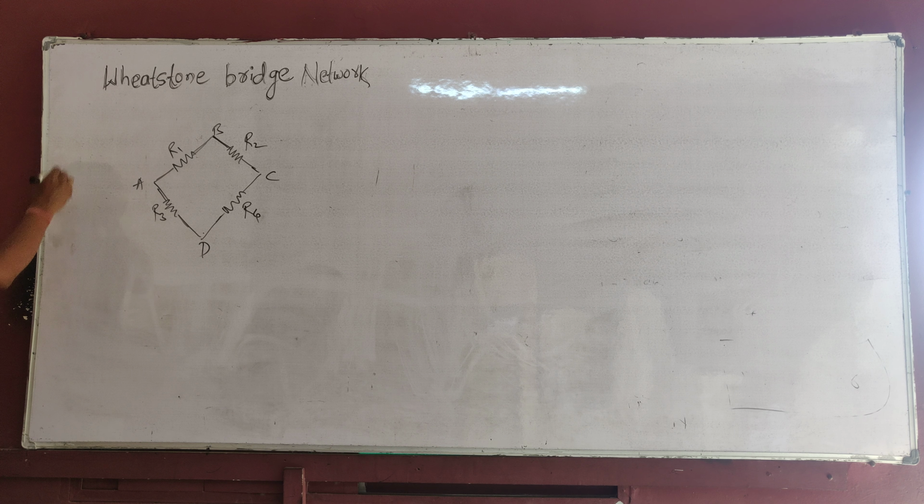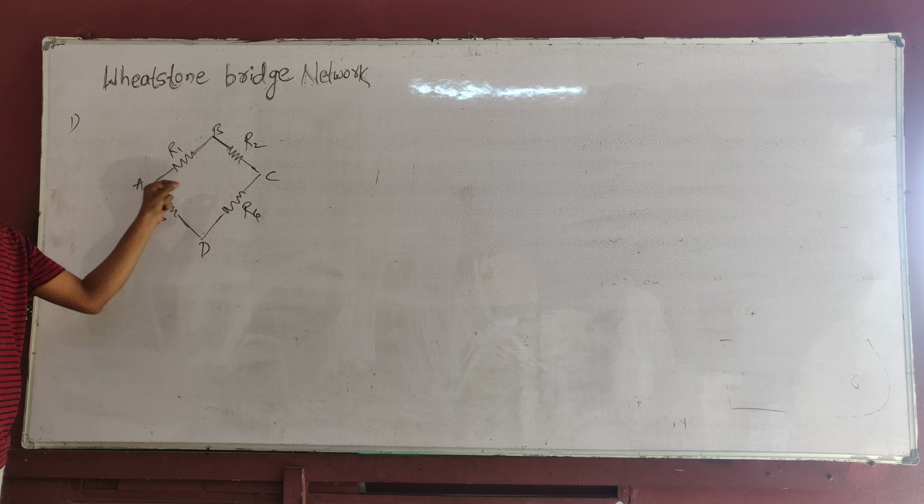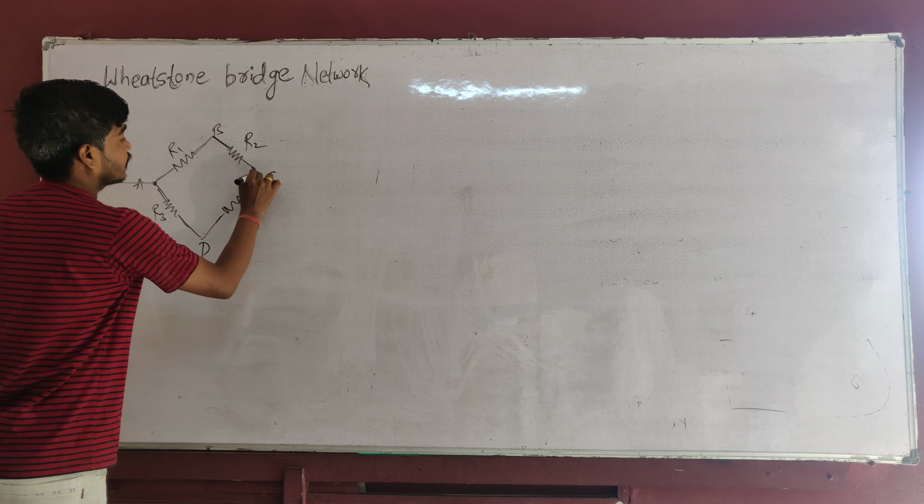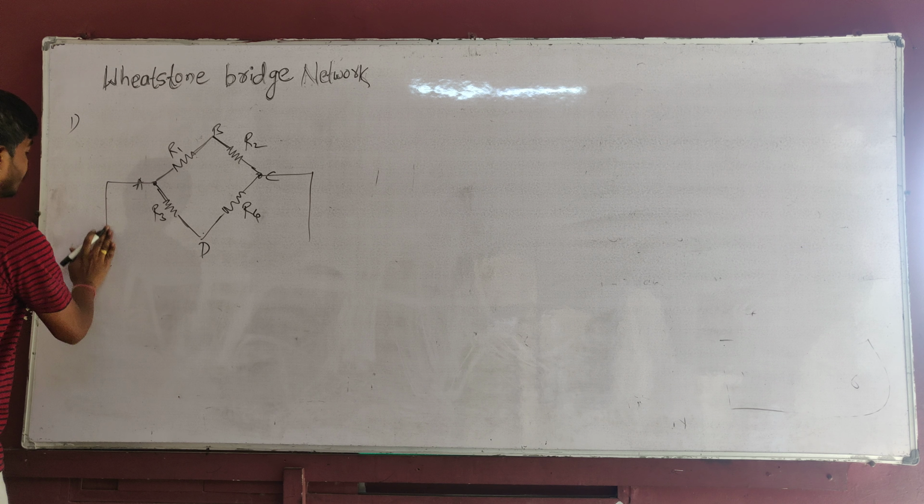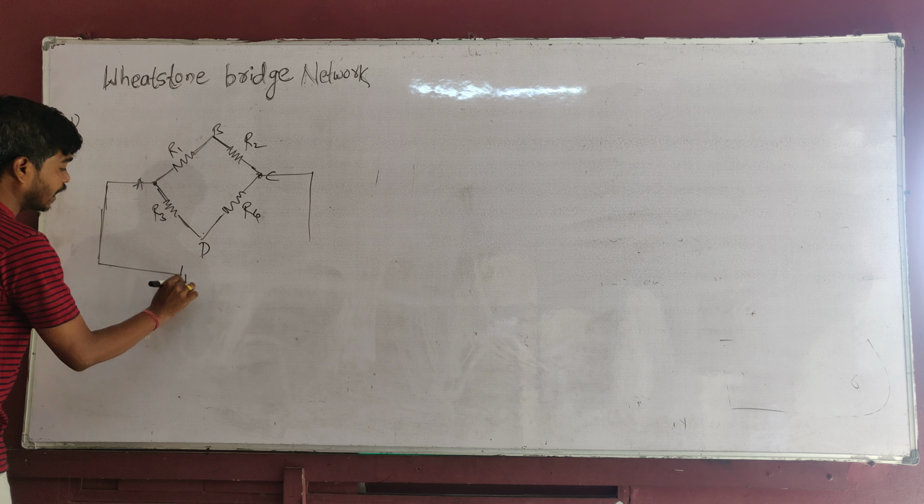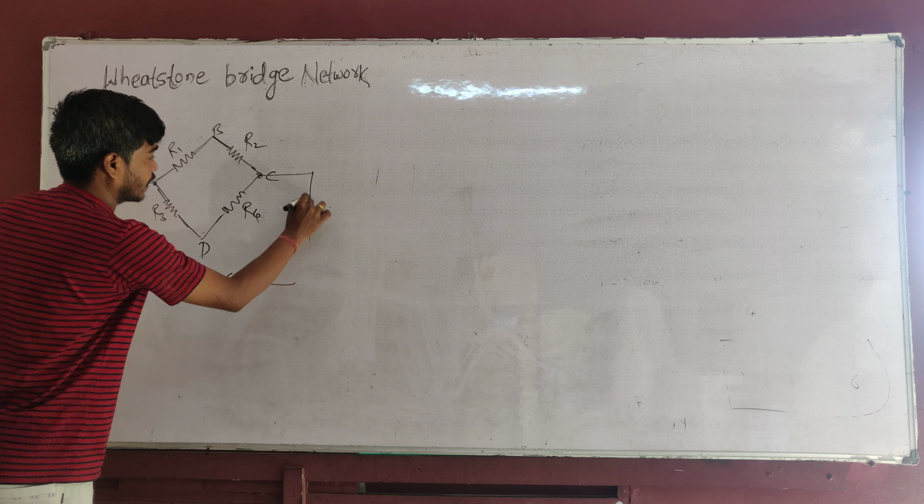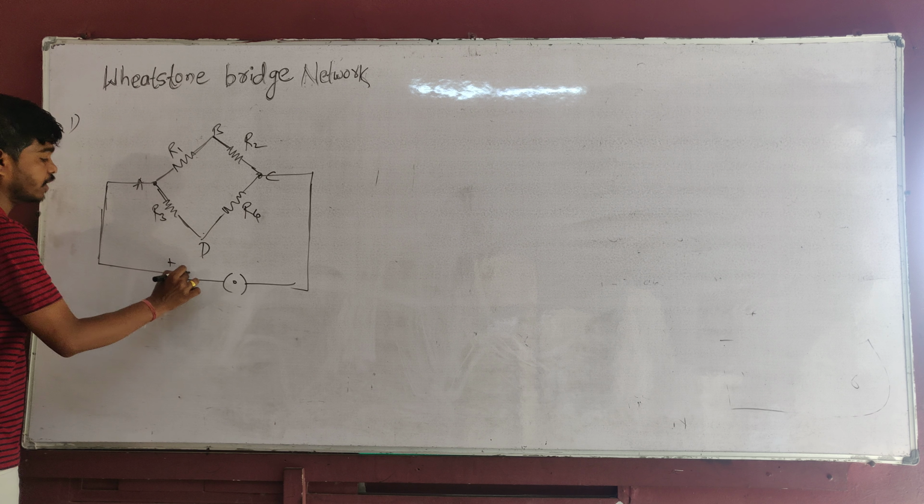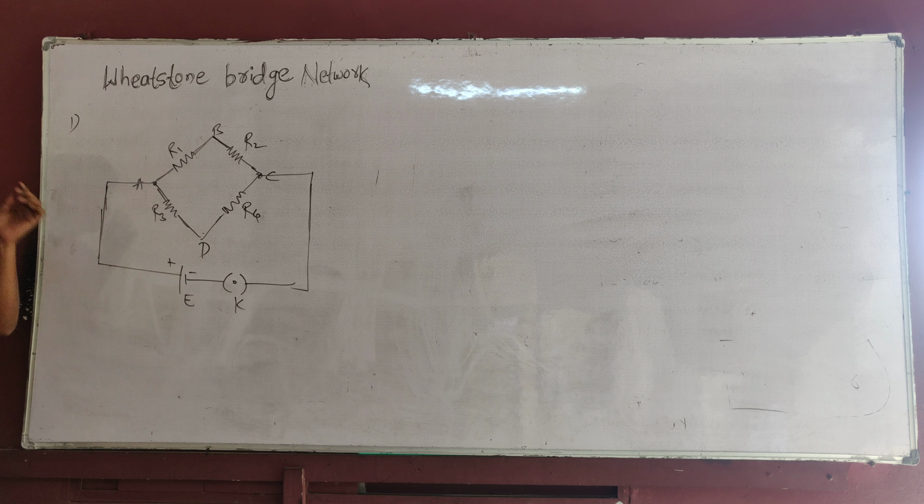This network consists of four resistances R1, R2, R3 and R4. These are connected quadrilaterally between the 4 points A, B, C, D as shown in the diagram. Between the two diagonal points A and C, there will be EMF of a same E and plug key K is connected such that A having the higher potential and B having the lower potential.